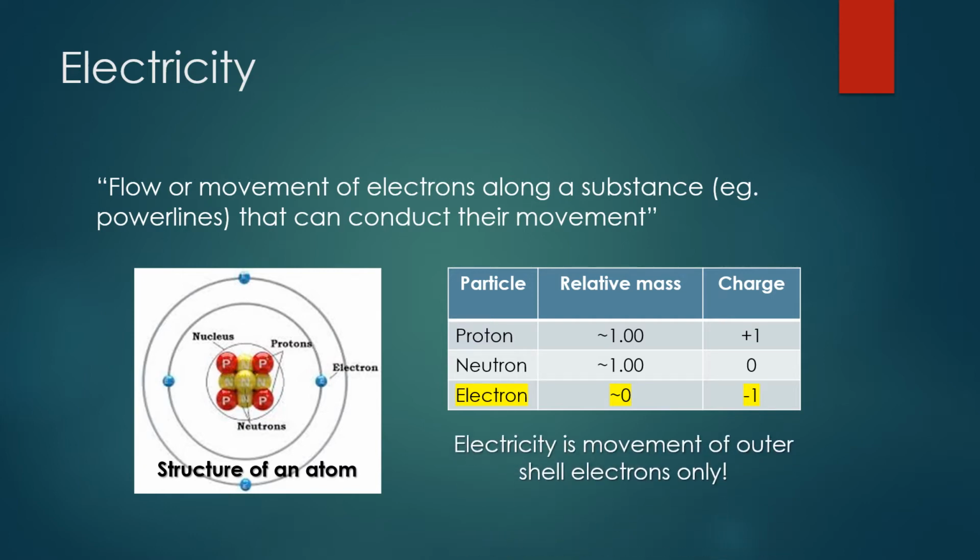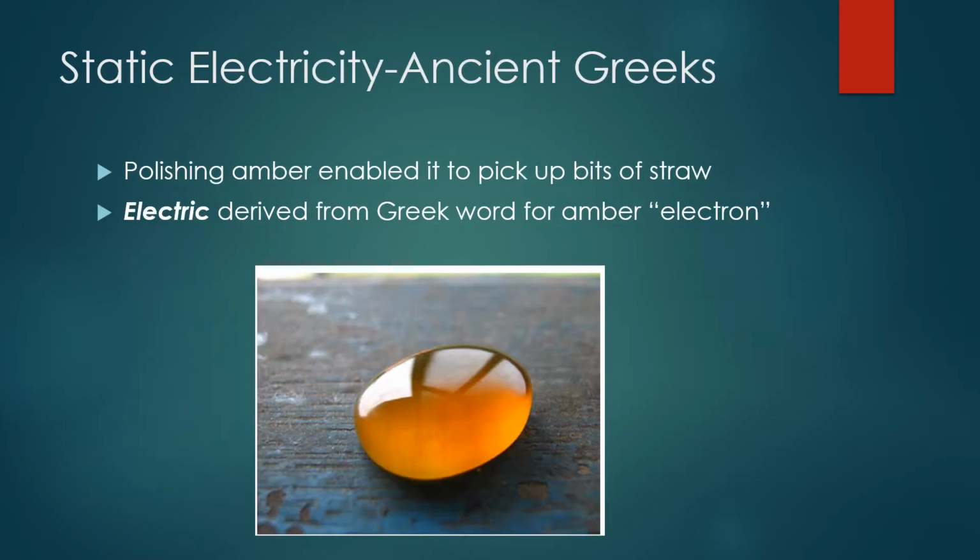Electricity is the movement of the outer shell electrons only. When we talked about an atom, we talked about the nucleus being the center with the protons and the neutrons, and the electrons on different levels surrounding that nucleus, orbiting around it. The electrons on the very outer shell are the electrons that are available for electricity. We're going to focus in this chapter on static electricity.